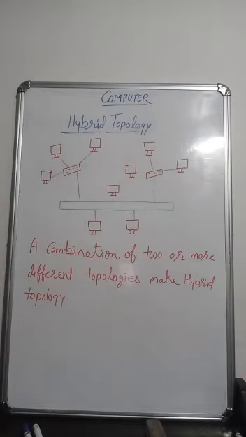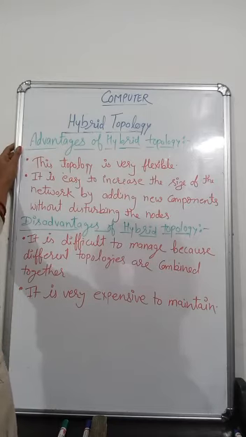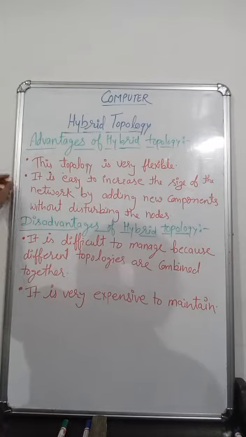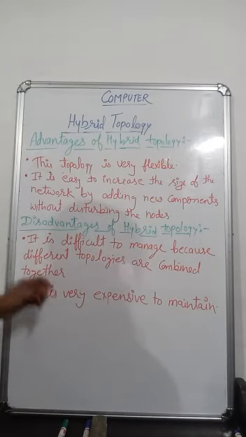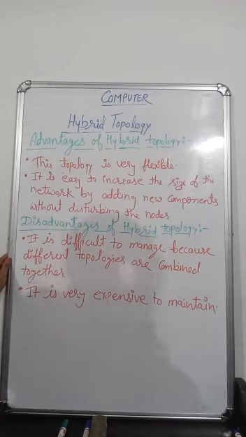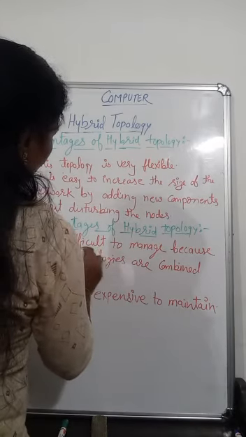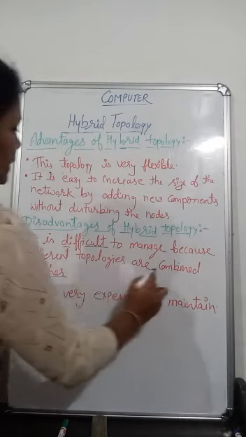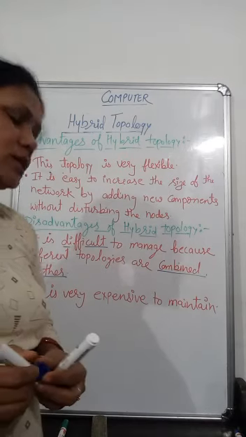Okay, now we will go to its advantages and disadvantages. See the advantages of hybrid topology. This topology is very flexible, and it is easy to increase the size of the network by adding new components without disturbing the nodes. Okay, and the disadvantages are it is difficult to manage. Why? Because the different topologies are combined together. Okay, and it is very expensive to maintain.